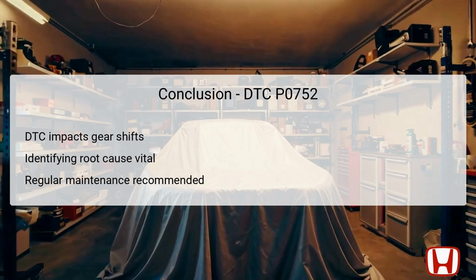In conclusion, DTC P0752 reveals significant issues with the shift solenoid valve A, crucial for proper transmission function in the Honda Accord models from 2012 to 2017. Recognizing and understanding the symptoms, along with investigating the underlying causes, is paramount for effective diagnosis and repair. The troubleshooting steps outlined ensure a systematic approach to identifying the root cause and verifying repairs afterwards.